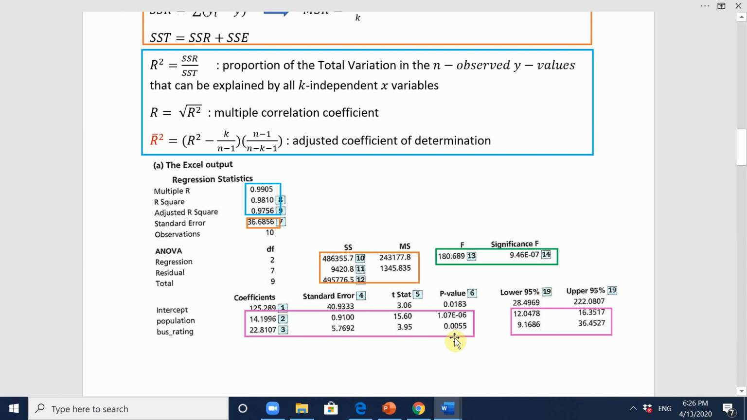Okay. Here, let's not forget that we also have our confidence intervals for the different betas. So here, this is the confidence interval for beta 1, and this is the confidence interval for beta 2. These confidence intervals, of course, are based on your point estimates. The point estimate for beta 1 is 14.1996. That is obtained through the method of least squares. The point estimate for beta 2 is 22.8107, and a confidence interval is built based on this point estimate.